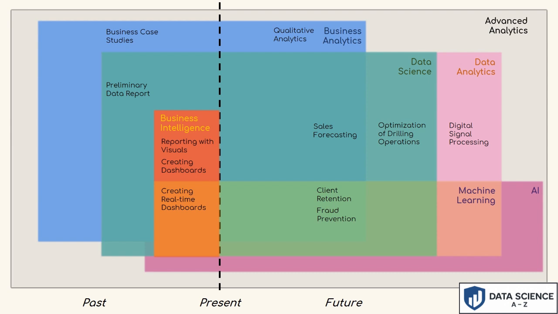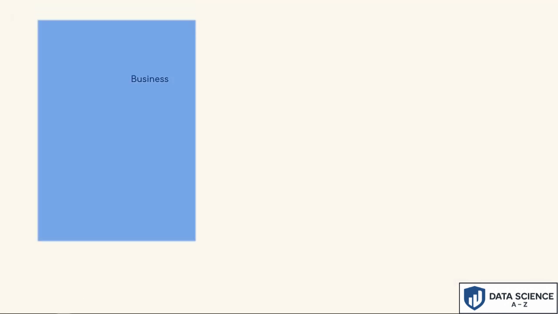Let's begin with a list of terms covering a few aspects of the business sphere. Business case studies, qualitative analytics, preliminary data report, reporting with visuals, creating dashboards, and sales forecasting. Don't panic. We will explain the meaning of each of these terms post-haste.